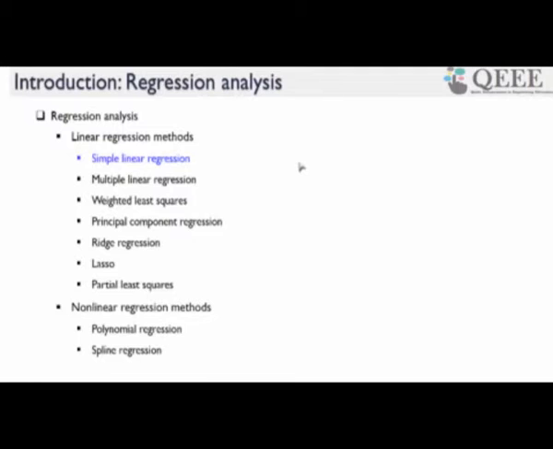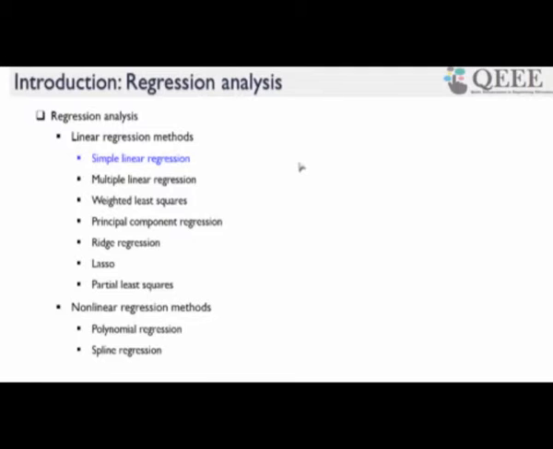Now there are many ways of solving this. One is called weighted least squares. We'll get to that in a bit in this lecture. You can also do things like principal component regression, ridge regression, lasso, partial least squares and so on. These are more advanced versions of multivariate regression problems that you can solve.